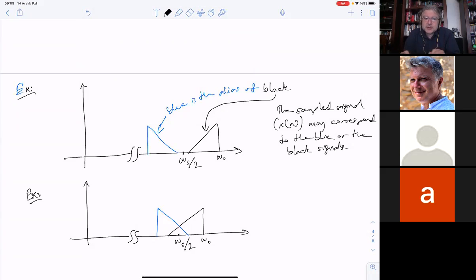Although you know the sampling frequency, you know omega s, you cannot resolve whether it corresponds to the blue folded version or the black itself. There's no way to separate it. But if you know that there's no aliasing, then it will clearly correspond to the black signal. It will not correspond to the blue signal.